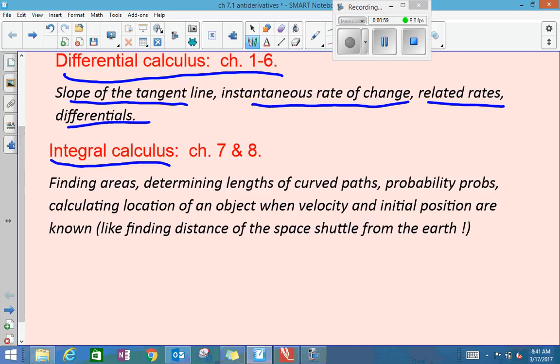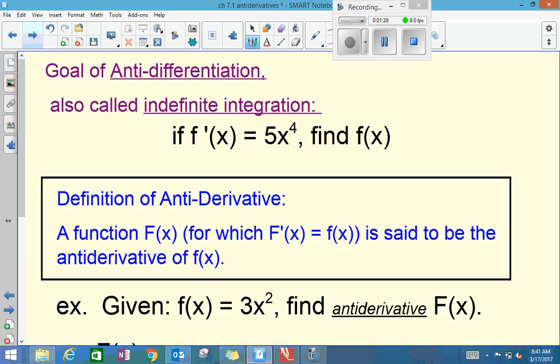So integral calculus is chapter 7 and 8, and that involves finding the areas, lengths of paths, probability, calculating the location of an object when we know velocity and initial position, etc. So from here to the end of the year, we're going to be focusing on integral calculus rather than derivative calculus or differential calculus. One way to talk about integration is anti-differentiation, also called indefinite integration.